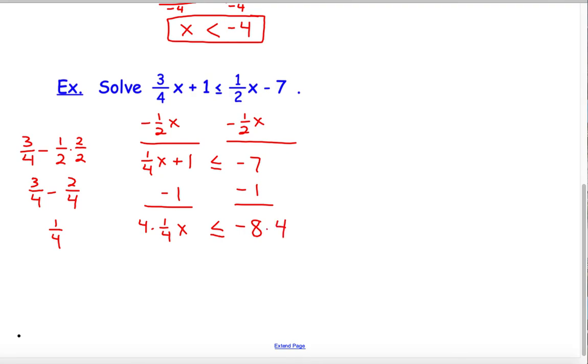And now I'm going to multiply both sides by 4, which again will not change my inequality. It doesn't matter that the -8 is a negative number. It's the number that I'm multiplying by. If that is negative, then it switches the inequality. But I'm multiplying by a positive 4, so that doesn't change it. On the left side, 4 times 1/4 is 1, so I have 1x. And on the right side, -8 times 4 is -32. So final answer, x less than or equal to -32. All right, now you can try the problems on the worksheet.